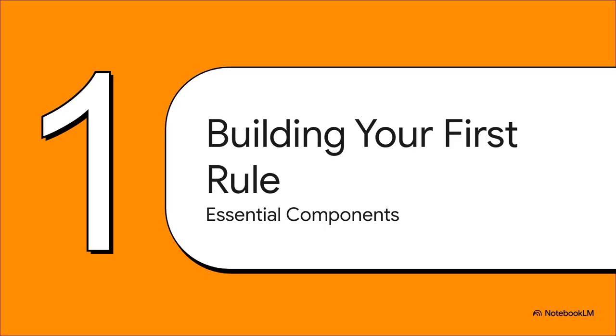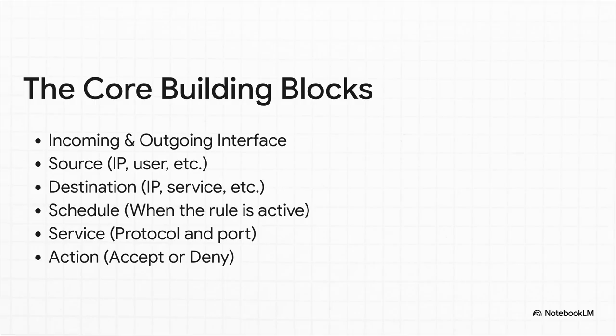All right, so now that we get that top-down logic, let's actually build a rule. What are the essential pieces we need to put together for that bouncer's list? Every single policy you create is really just you answering these basic questions. Where's the traffic coming from, and where's it trying to go? That's your incoming and outgoing interfaces. Who's sending it? That's the source. Where's it headed? That's the destination. When should this rule even be active? That's the schedule. What kind of traffic is it? Web, email? That's the service. And then the final decision: do we accept it or do we deny it?